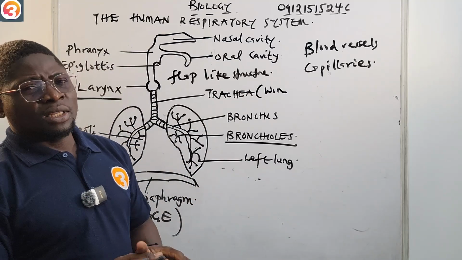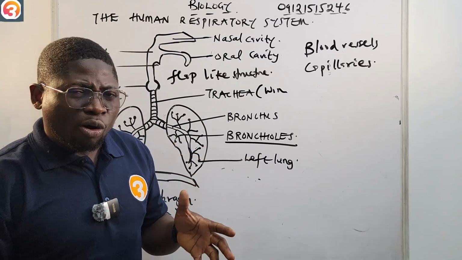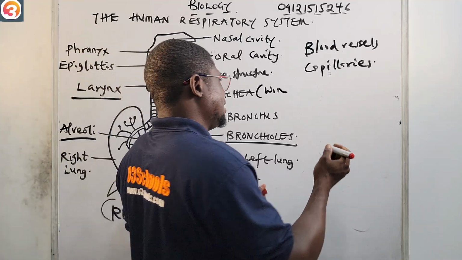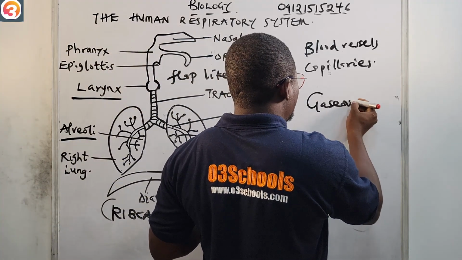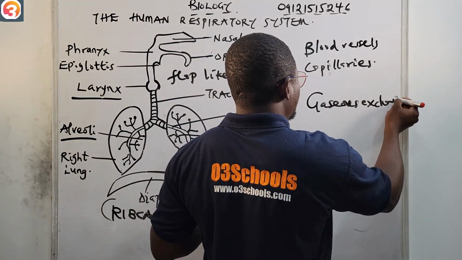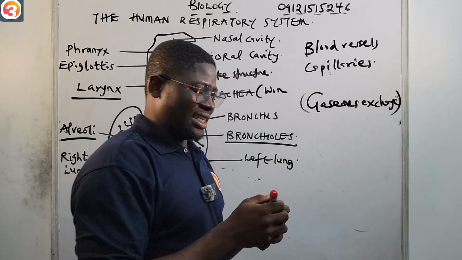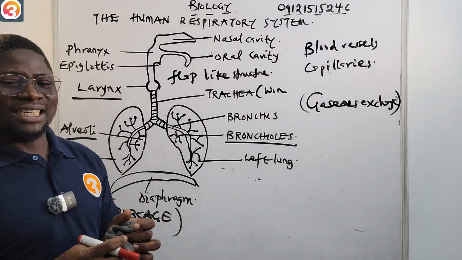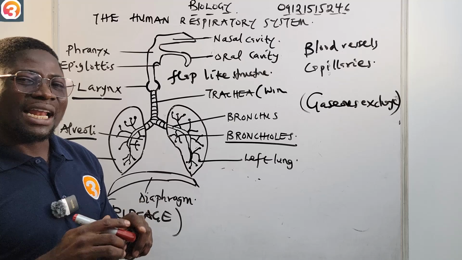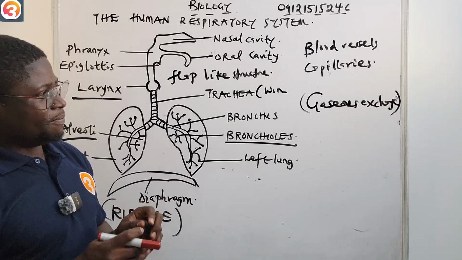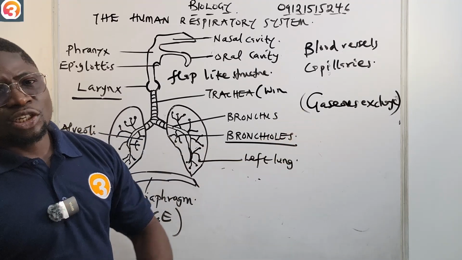All right, and of course, gaseous exchange occurs at the alveoli. Please take note of that. Gaseous exchange, which is the exchange of gases, occurs in the lungs, in the alveoli of the lungs. So now, how does this gaseous exchange happen?